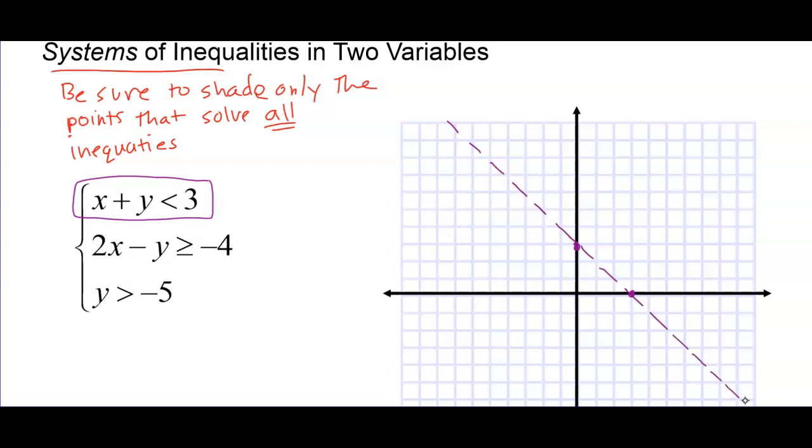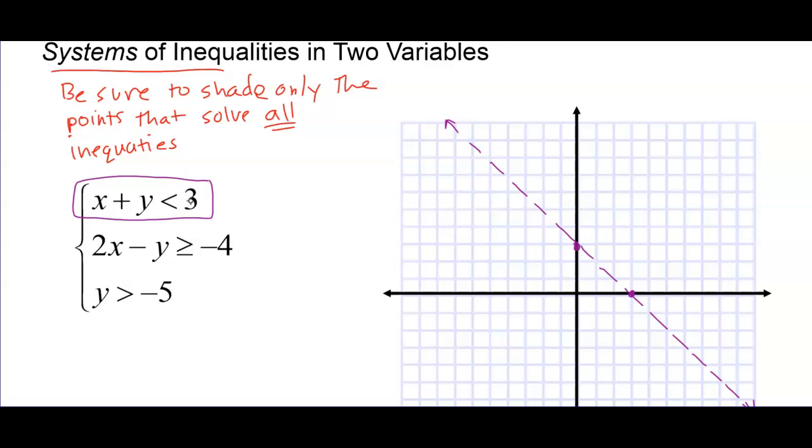And then, to figure out which side we're supposed to shade, we plug in some test point, and 0, 0 is a pretty good test point to use. If I put in 0 for x and 0 for y, that does work. You get 0, which we know is less than 3.